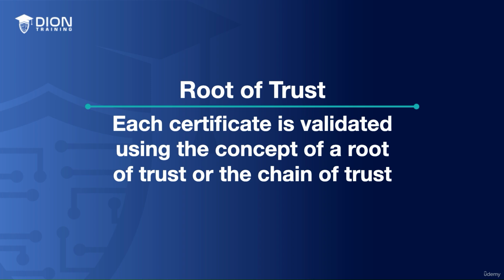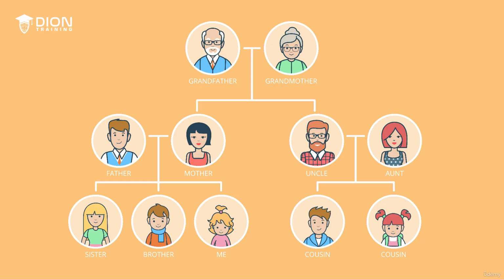Fifth, we have the root of trust. With digital certificates, each certificate is validated using a concept known as the root of trust, or the chain of trust, that moves from the bottom all the way to the top. I like to think about this like a family tree. Let's assume your grandfather is the patriarch of your family and everybody trusts him. He then had your father, and since everybody trusted your grandfather and your grandfather trusted your father, they're now going to trust your father too.